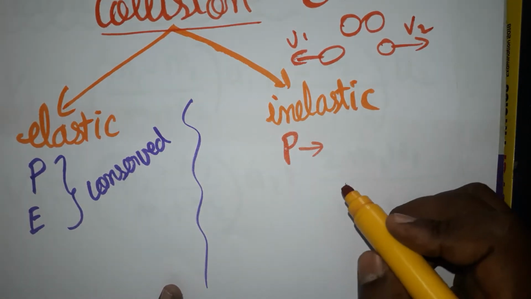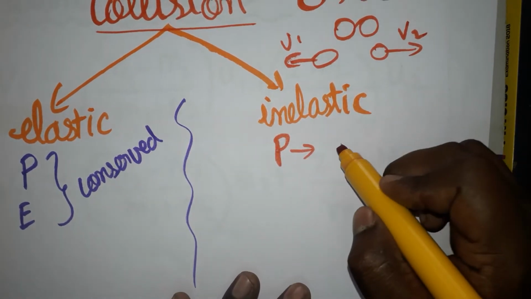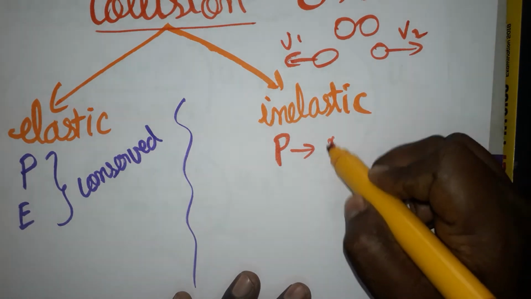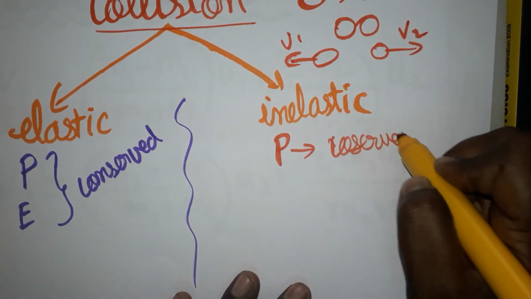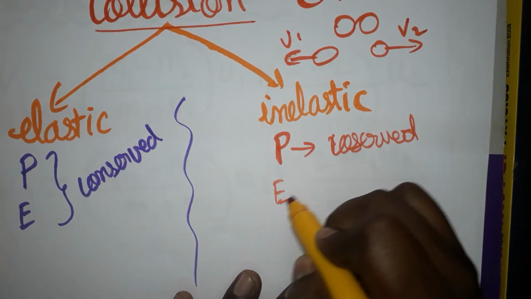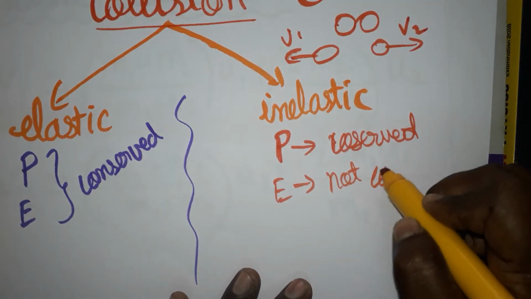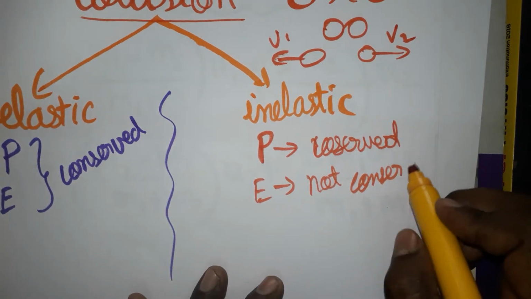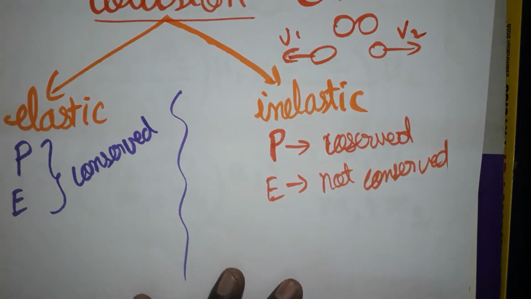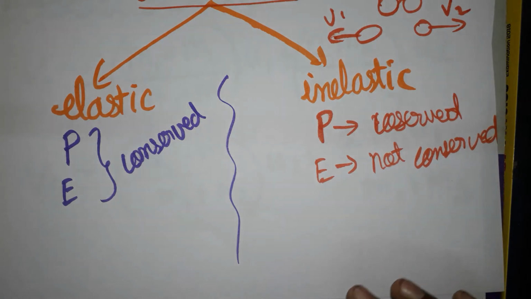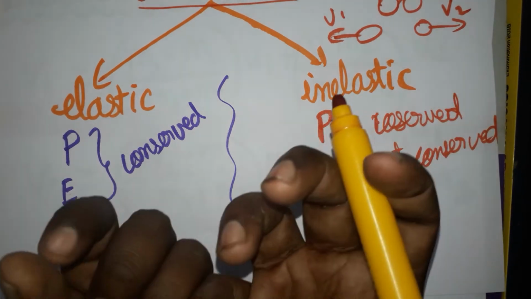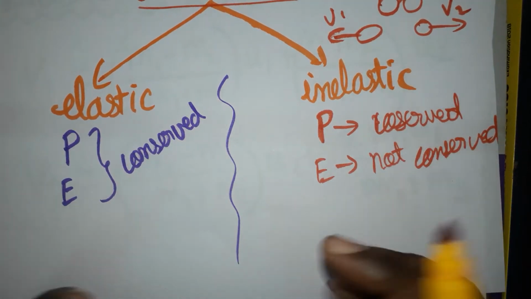But inelastic collision is a non-rigid body collision. A rubber ball is an example of inelastic collision. Momentum is always conserved, but energy is not conserved. Energy does not remain constant because it changes due to a change in shape. When two rubber balls collide, the shape changes. That is also an example.